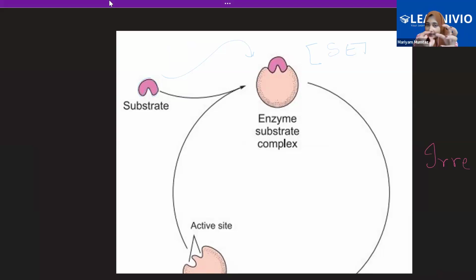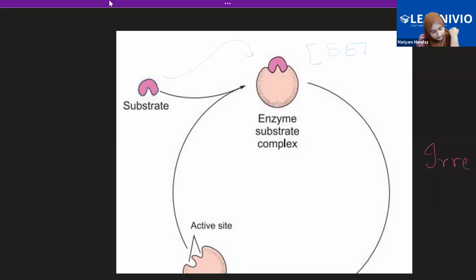Now, this is a very short time period. This is something that we can't see. We only see that we put the substrate, we put the enzyme, we mix it together and we find the product. But what goes on behind it is what we're studying right now.